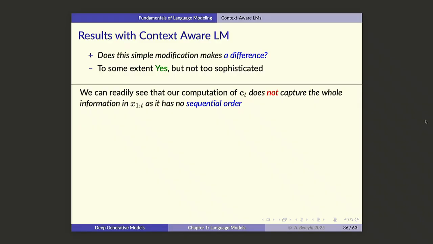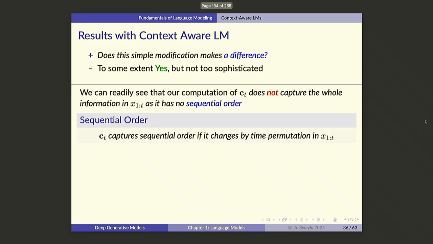And the reason is not simply because it's addition. The reason is because, I mean, you can simply see that there is no sequential order here. And what do I mean by sequential order? I mean that, okay, if a context of one complete sequence has a sequential order, if I do any permutation in this sequence, then I am going to have a different context.